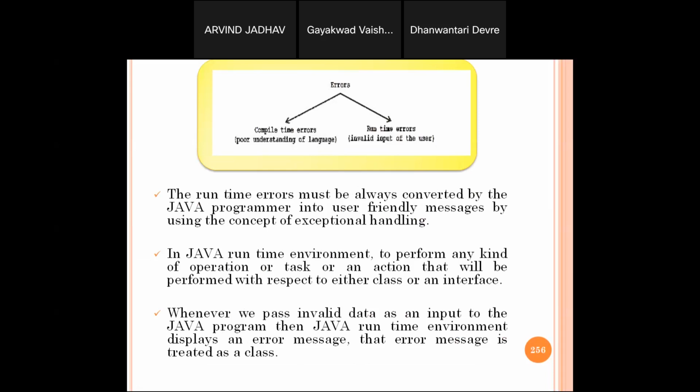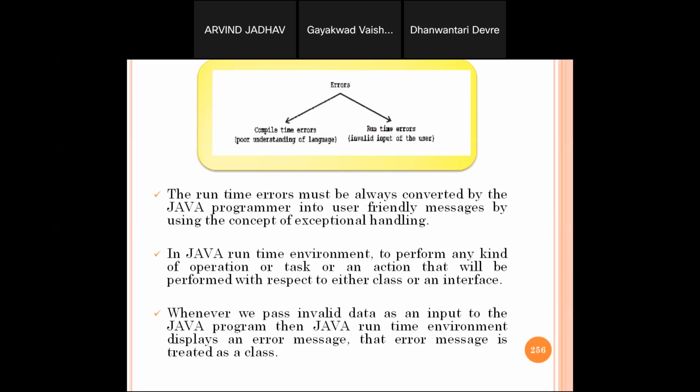There is a difference between exception and exception handling. Exception is nothing but a runtime error that occurred. And what is exception handling? A system error message being converted into a user-friendly message is called exception handling. तो ये याद रखना है.